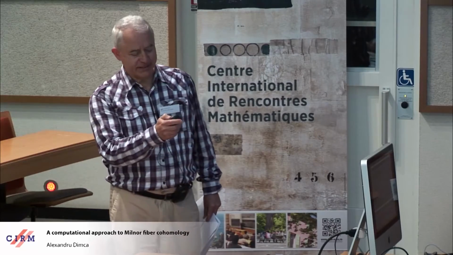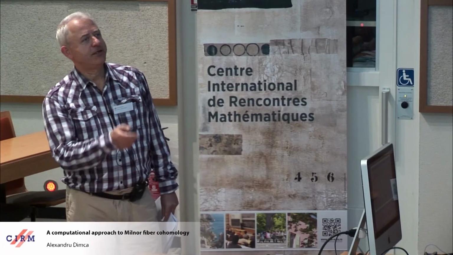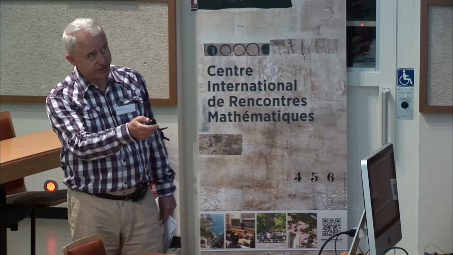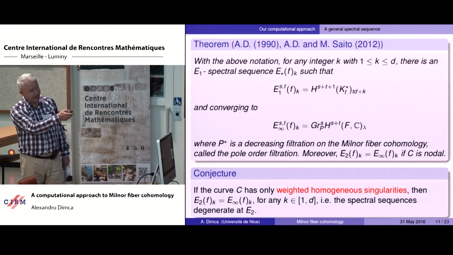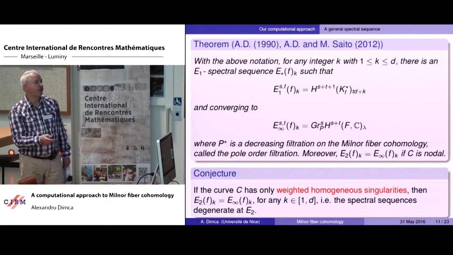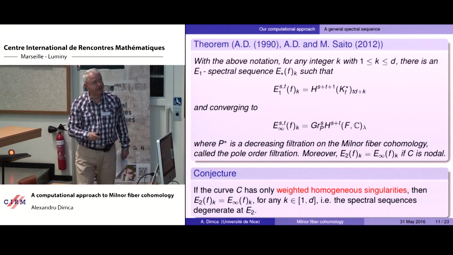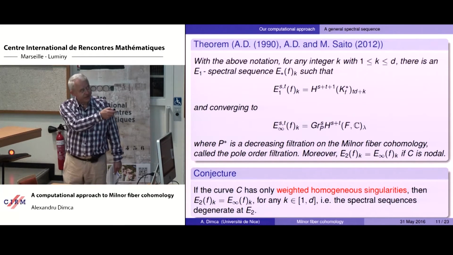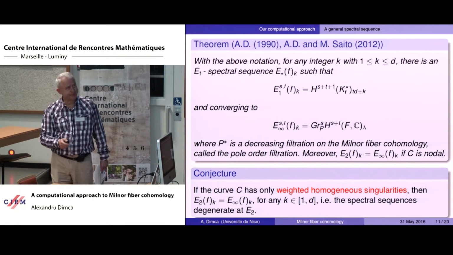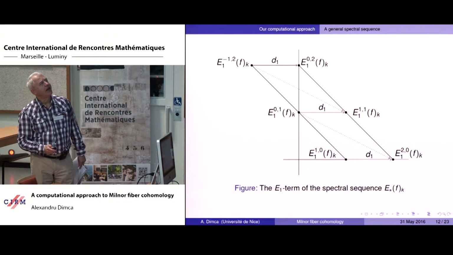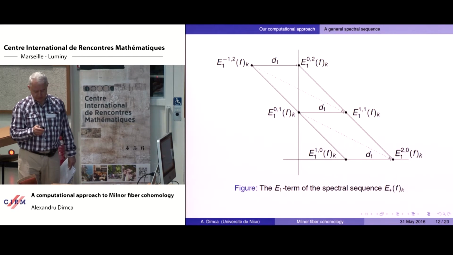Okay, and we have this conjecture that not only for nodal curves, but for any curve with weighted homogeneous singularities, we have degeneration at E2 term. And what is known is that as soon as there is one singularity which is not weighted homogeneous, then one cannot have such degeneration. Okay? And this is how the spectral sequence looks like.